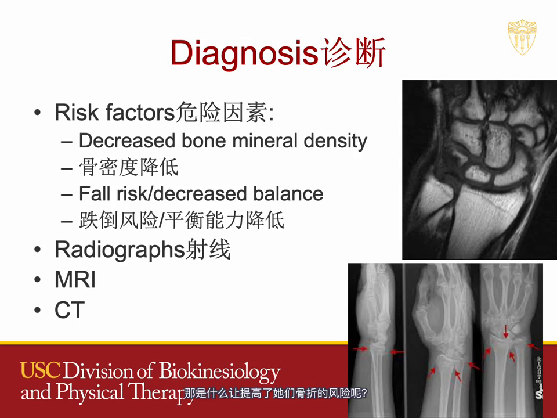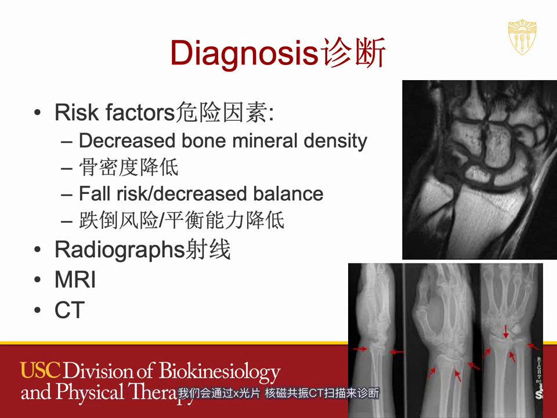So what puts us at risk for these fractures? Decreased bone mineral density, which is common when we get older, and increased fall risk. So how's their balance? How's their overall mobility? These are things we definitely have to think about because that's probably what led to the fall to begin with.